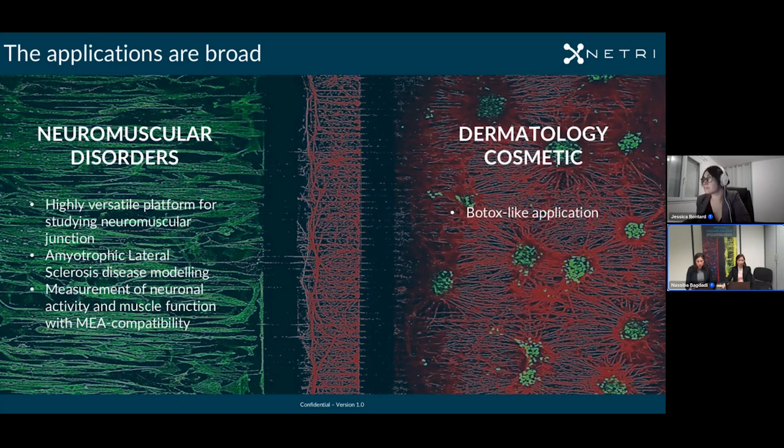So in conclusion, we have a platform for co-culturing muscle cells with motor neurons, enabling electrophysiological recording of the activity over time, immunolabeling that can also be carried out, and various compounds involved in motor neuron disorders that could be tested, or novel compounds to be investigated for dermo-cosmetic applications.